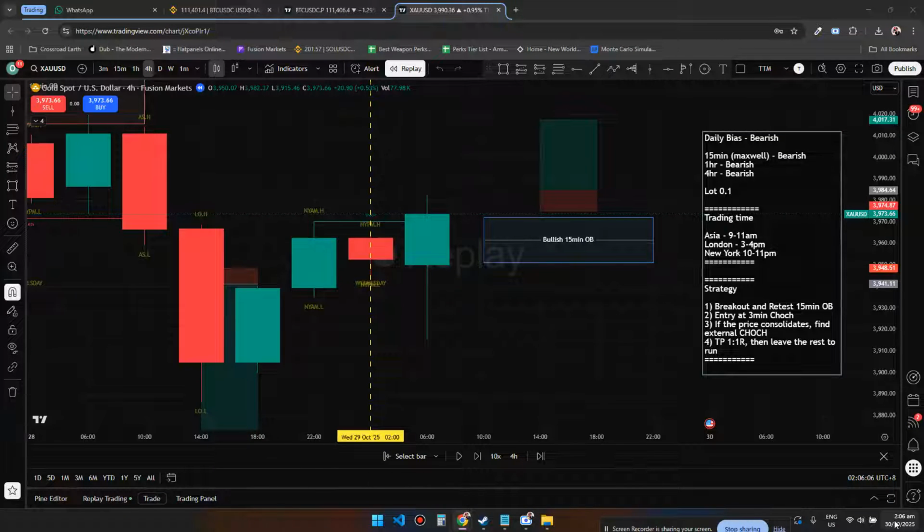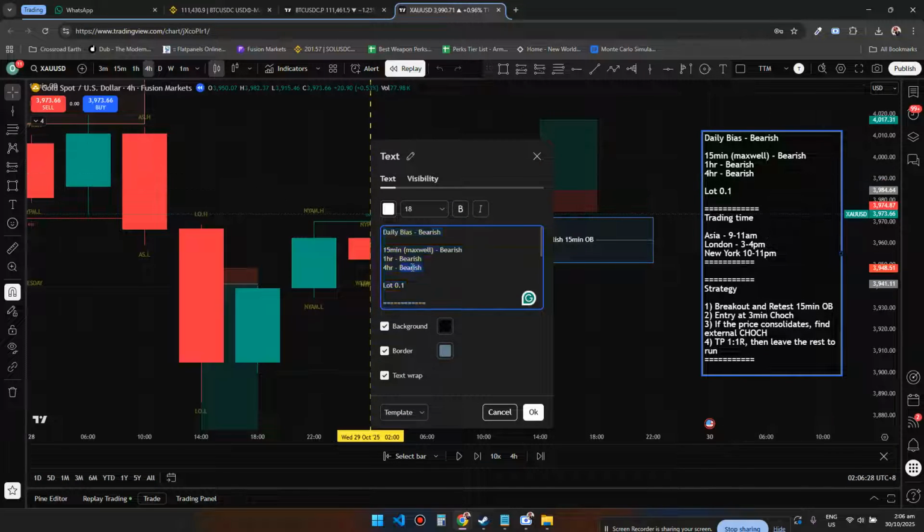Okay, so this is the trade recap for Wednesday, 29 October. The first thing I do is the daily bias. You can see here there is a bullish change of character. Yep, so it's bullish.